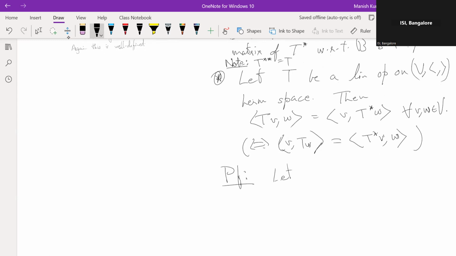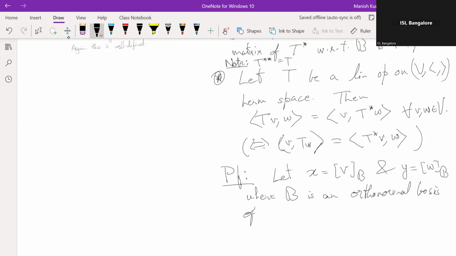Okay, so let x be the coordinate of V with respect to the basis B, and y the coordinate of W with respect to B, where B is an orthonormal basis of V. We fix an orthonormal basis so that we can bring this down to a matrix computation.